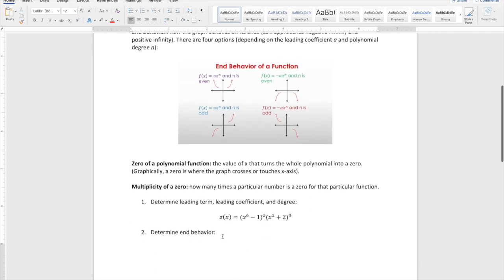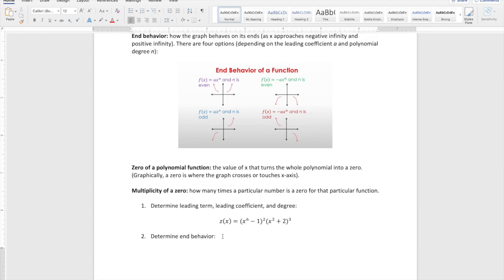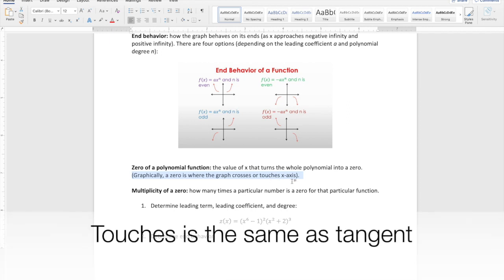So the next thing that I wanted to talk to you about is the zero of a polynomial function. The zero of a polynomial function is the value of x that turns that function into a zero. And then here I have graphically a zero is where the graph crosses or touches the x-axis.